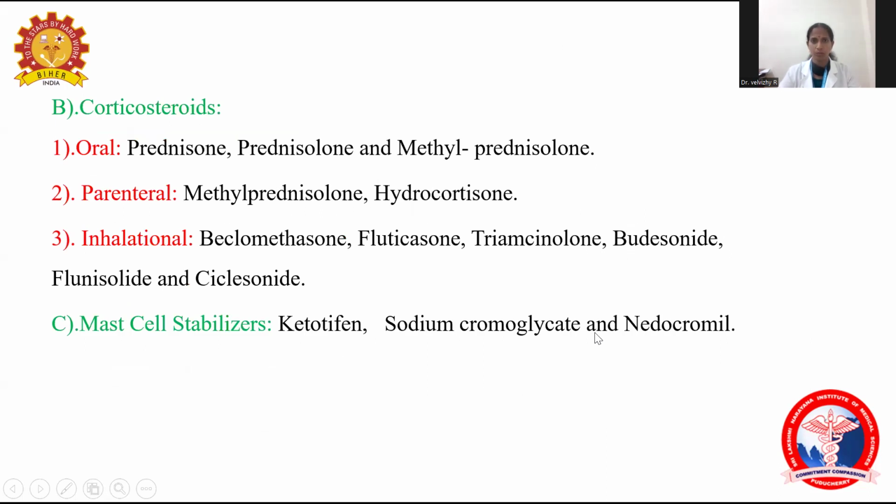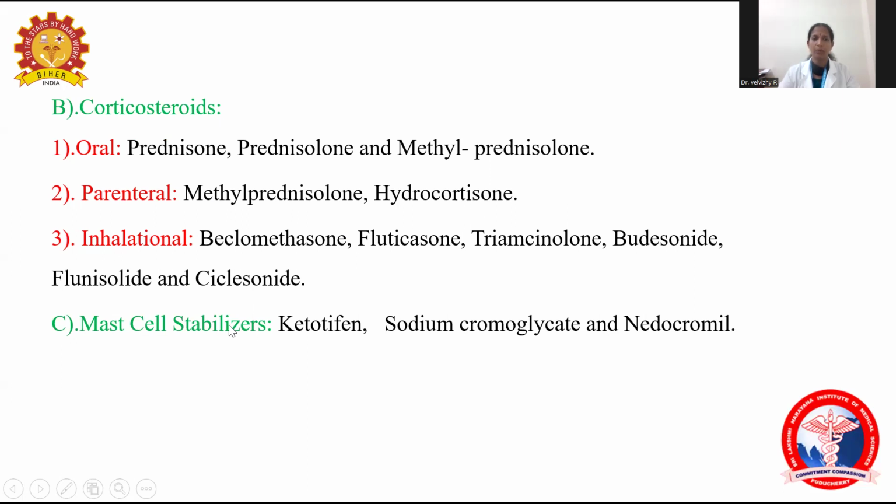So these bronchodilators only relieve the symptoms. They will not affect the disease progression. So these bronchodilators are mainly called relievers. Whereas the one group of drugs which controls the disease progression is corticosteroids. So corticosteroids are called controllers. Corticosteroids we have oral, parenteral as well as inhalational. For inhalational, we have beclomethasone, fluticasone, triamcinolone, and budesonide. For oral we have prednisone, prednisolone, and methylprednisolone. And parenteral we have methylprednisolone and hydrocortisone.